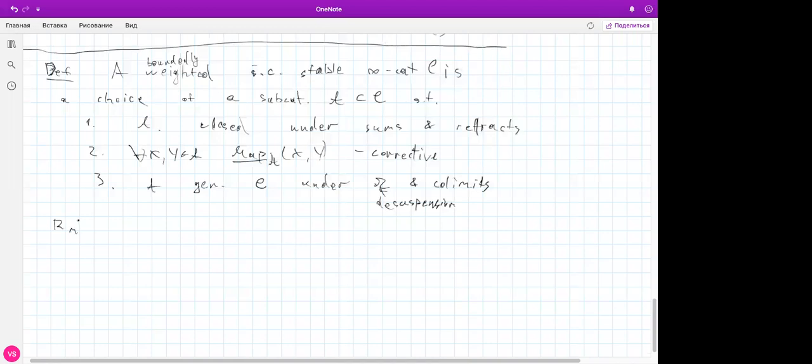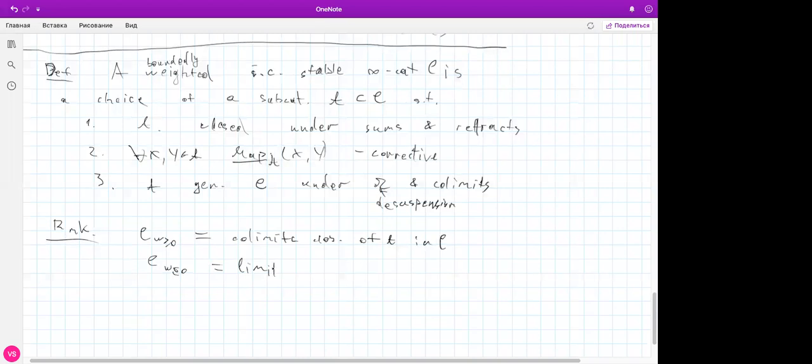Remark. The positive class can be defined as the colimits closure of A in C, and the negative one is the limits closure. I see. Thank you.